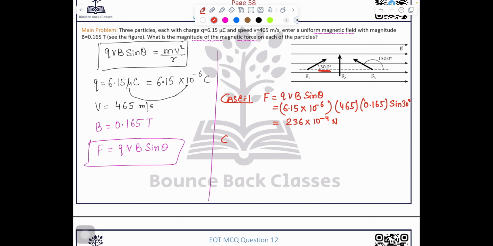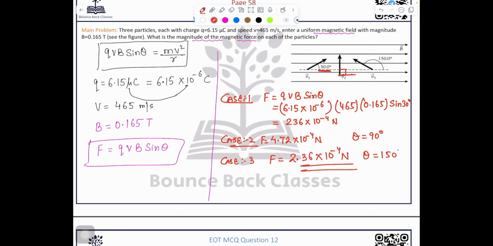Fine. Similarly, you can solve case 2. In case 2, your answer should be force equals 4.72 times 10 raised to power negative 4 Newton. And in case 3, force should be equal to 2.36 times 10 raised to power negative 4 Newton. Okay, you just need to place the value of one time sine 30. In the second case, theta equals 90 degree. In the third case, theta is equal to 150 degree. Fine. Okay.